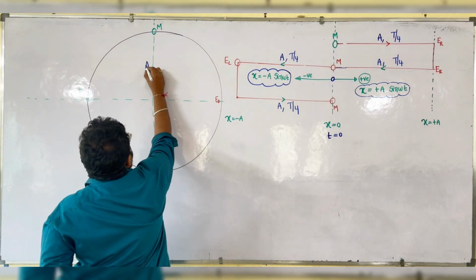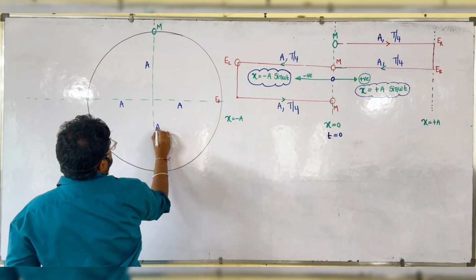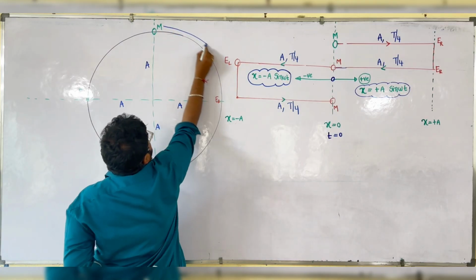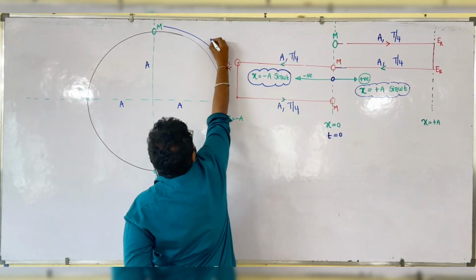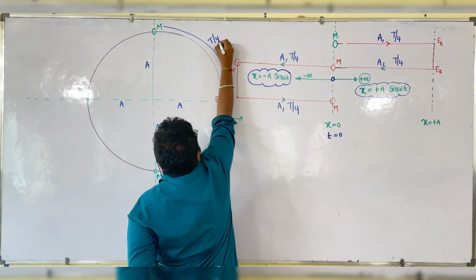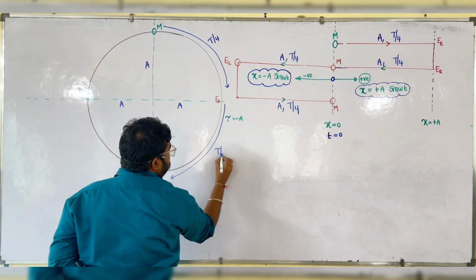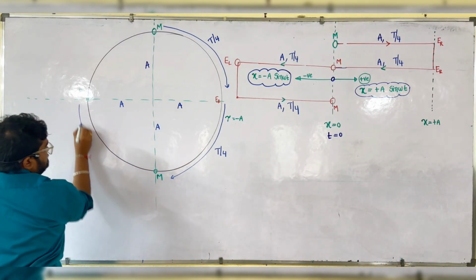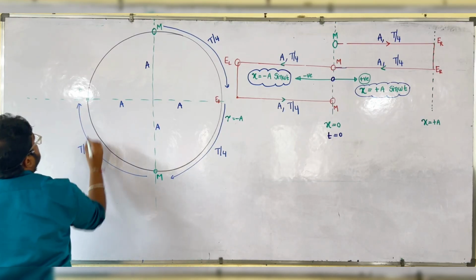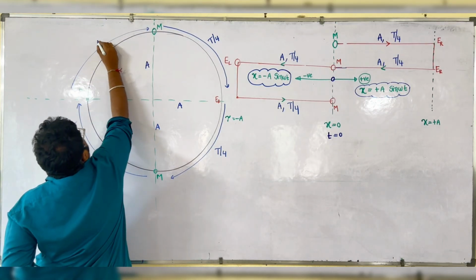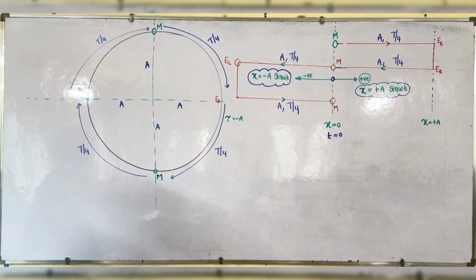This is the amplitude. Amplitude from here to here. So ఇప్పుడు mean position to right extreme position is T by 4. From here to here how much? T by 4. So ఇక్కడ ఏంది?